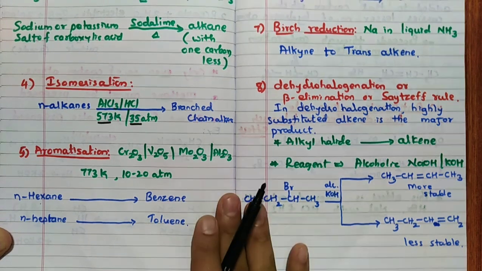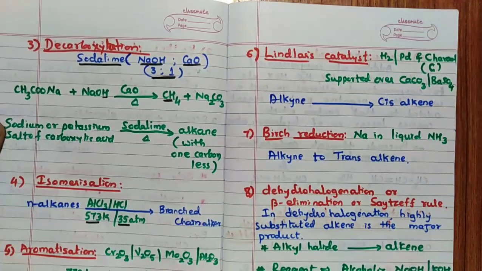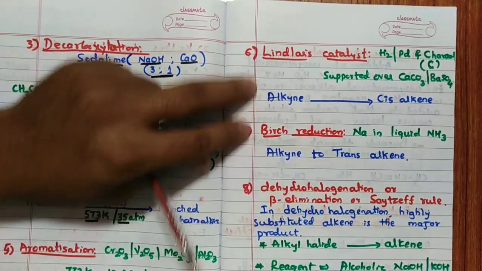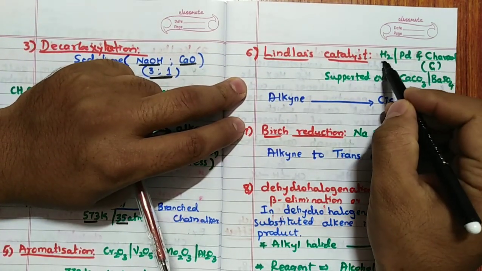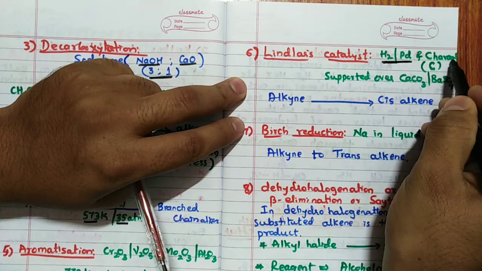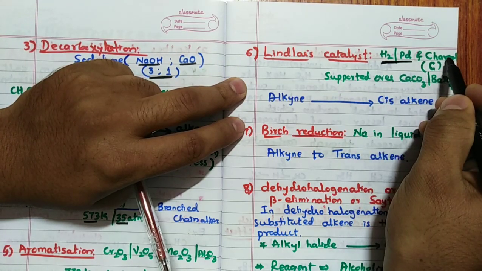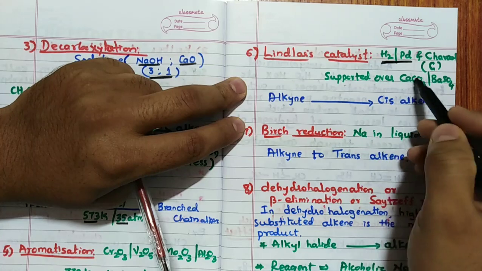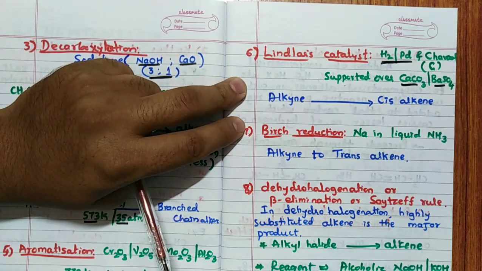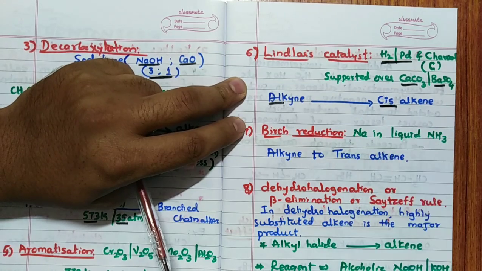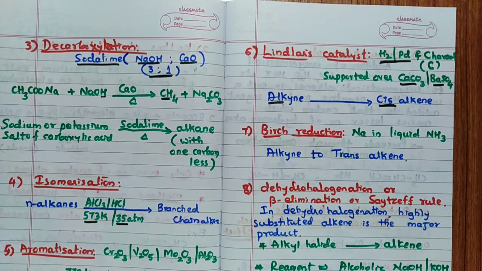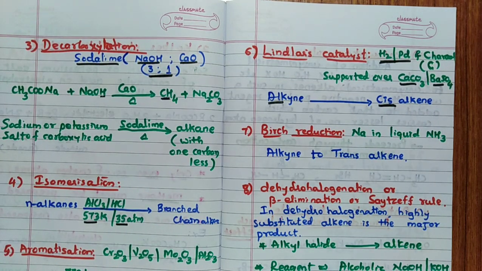Remember that. Then Lindlar's catalyst, a named reaction. Lindlar's catalyst means H2 with Pd and charcoal, palladium charcoal supported over CaCO3 and BaSO4. What is the use of this? Always alkyne is converted into cis alkene. Remember, alkyne converted into cis. Very simple.